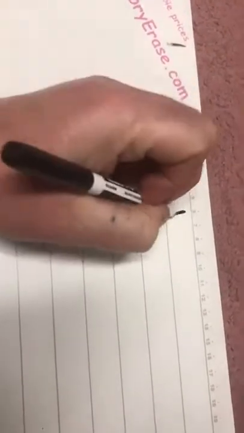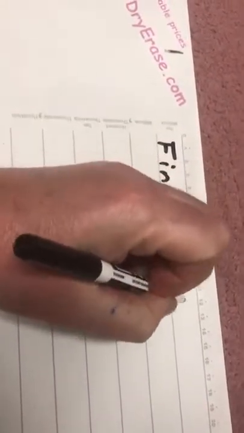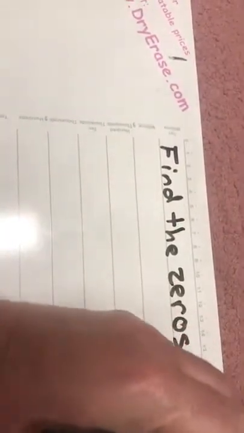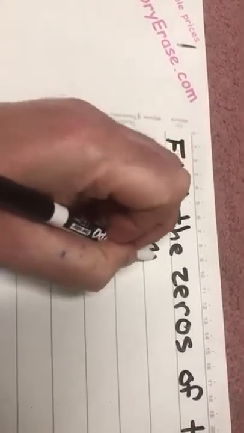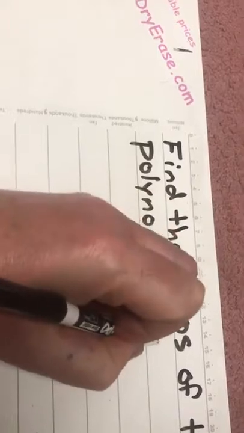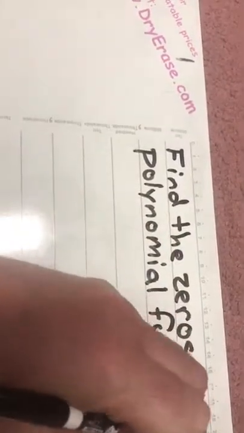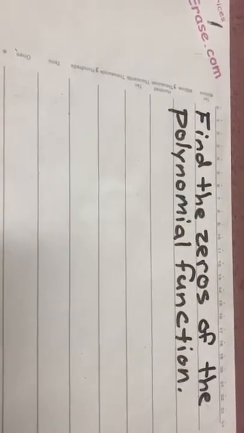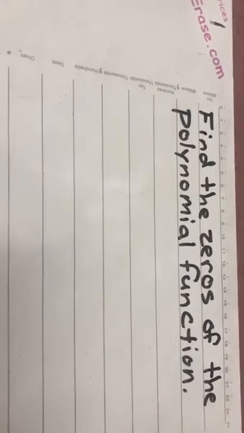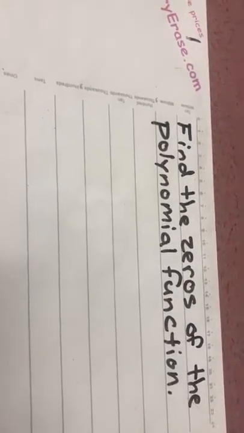So my 8th grade friends, today we're focusing on a set of directions that tell us to find the zeros of the polynomial function. All right, so finding the zeros of the polynomial function, it's not real difficult. It's basically just a combination of the things we've been doing the last couple of assignments.